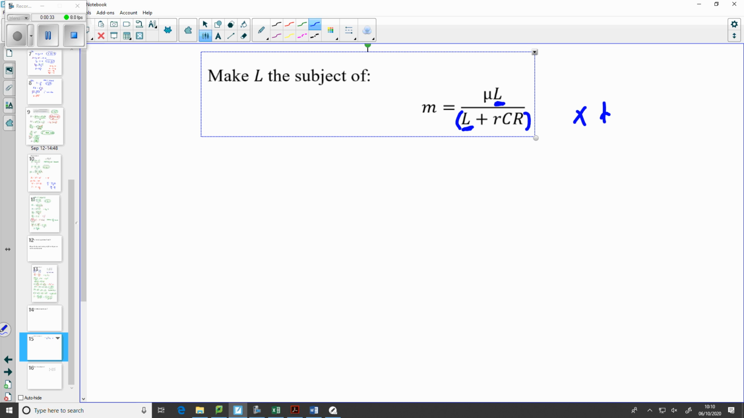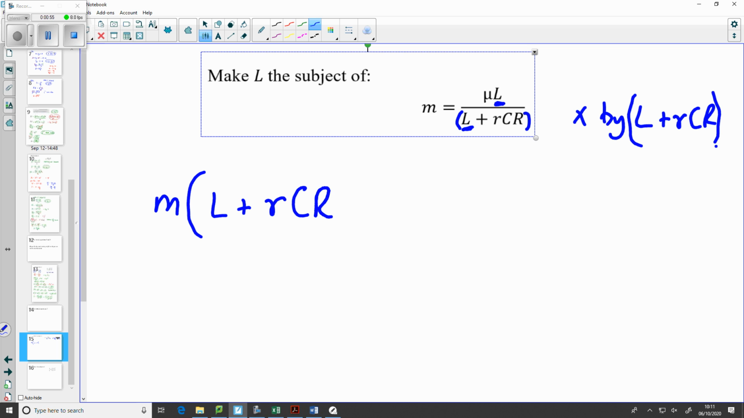So we can multiply by L plus little r C capital R, that bracketed term. So we can put M brackets L plus little r CR, and that is equal to U times L.